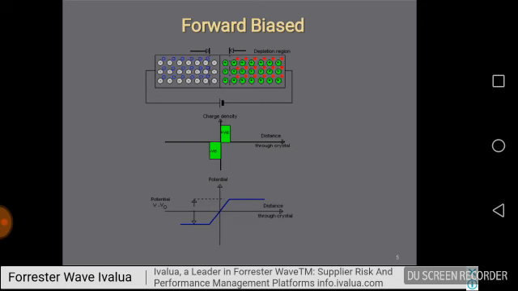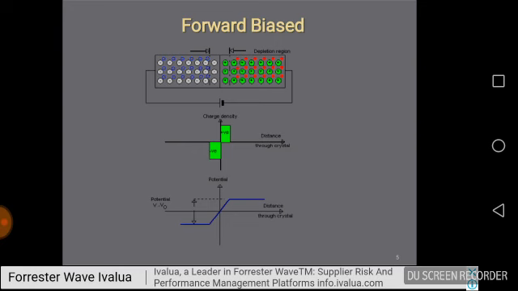Now let us see what happens when we reverse bias the PN junction. Pause your video and write what is meant by, or what can be, the reverse biasing of a PN junction. What terminal should be connected to cathode and anode. Pause your video. Okay, now let us see what is meant by this reverse bias.